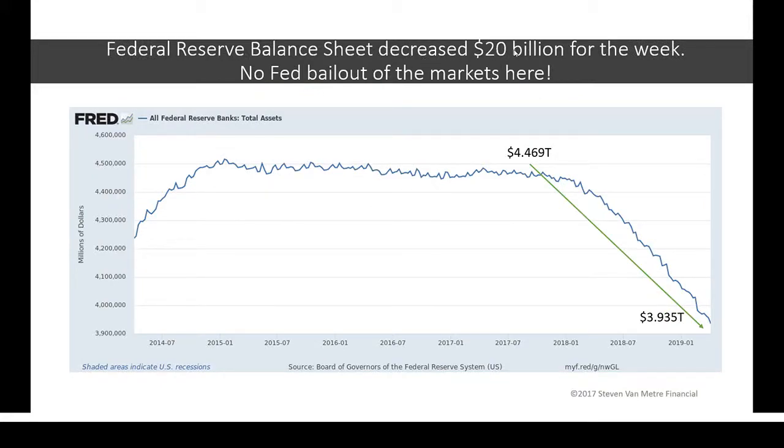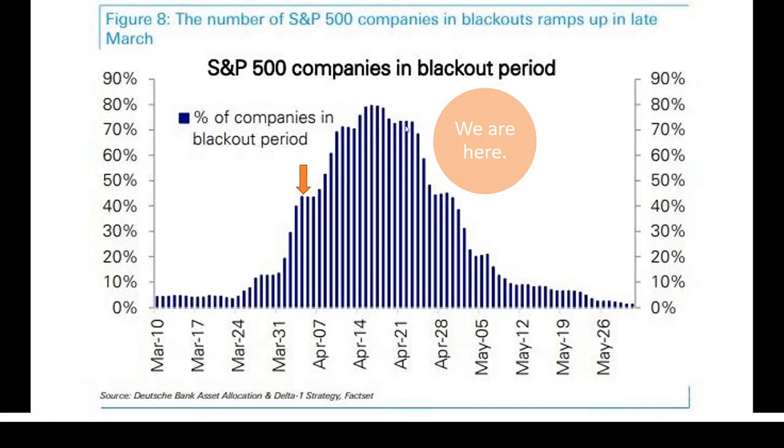The Federal Reserve balance sheet decreased $20 billion for the week. We kind of knew that was happening. We've been tracking that. That would be for last week, since they're always a week behind. Again, still no Fed bailout. We're down to 2013 levels on the Fed's balance sheet.